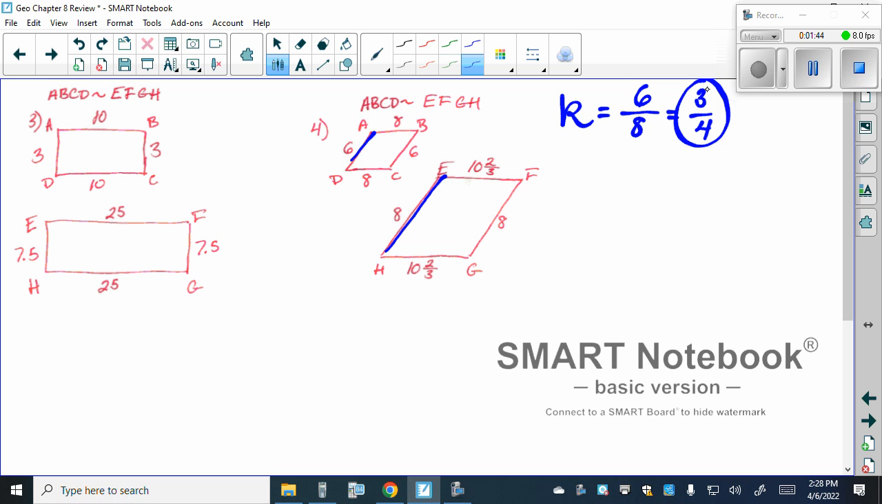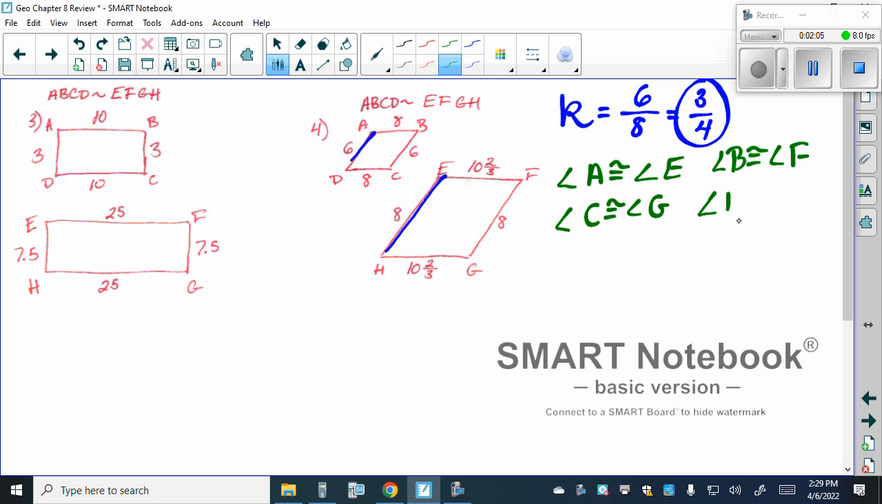Now the next part is our congruent angles. So we start off with angle A is congruent to angle what? E. Then we can say angle B is congruent to angle F. Angle C is congruent to angle G. And angle D is congruent to angle H.